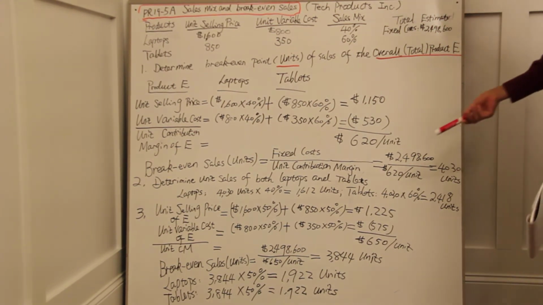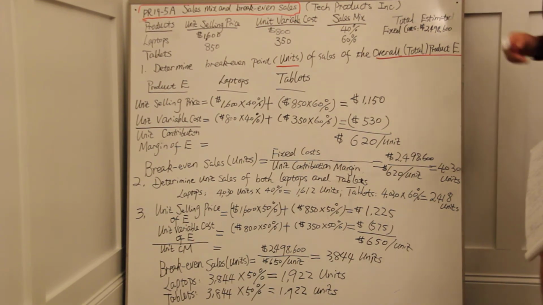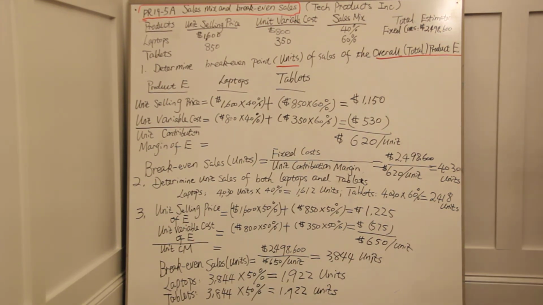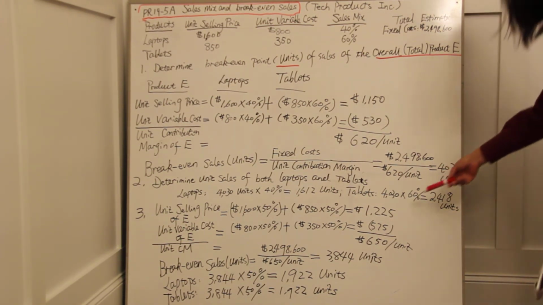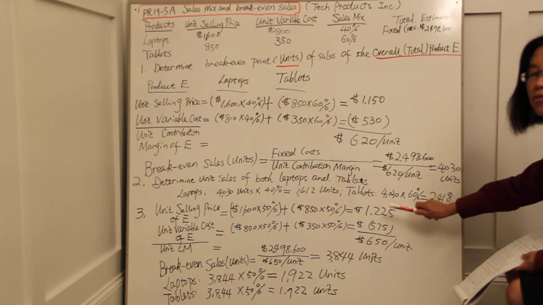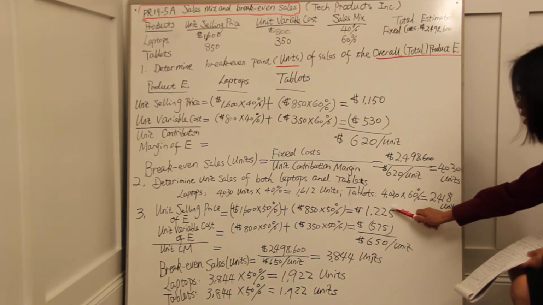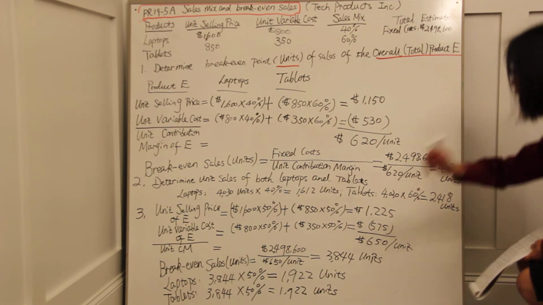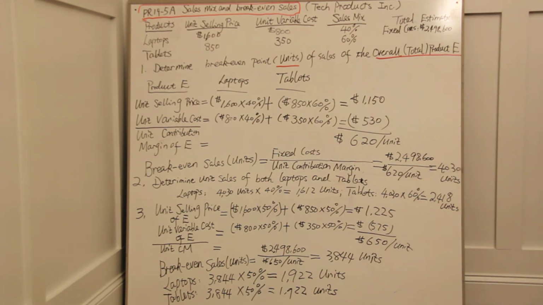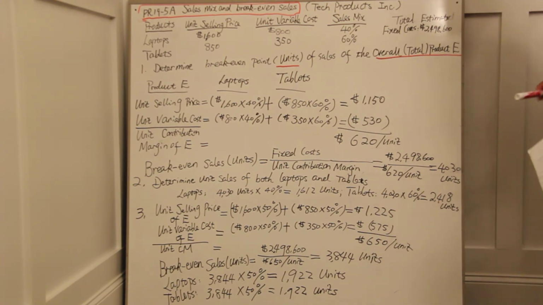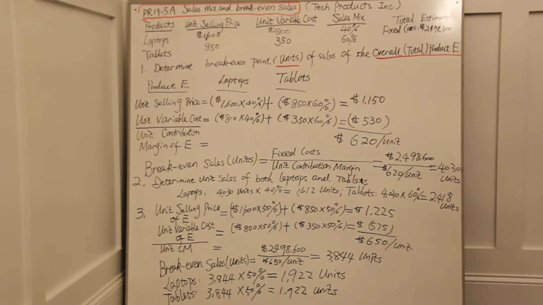So now we need to determine the unit contribution margin for the overall product. It is equal to the unit selling price for product E, 1,225, minus 575, which is the unit variable cost for product E. So we have the unit contribution margin for product E. It equals $650 per unit. So now let's move on to break-even sales in units.